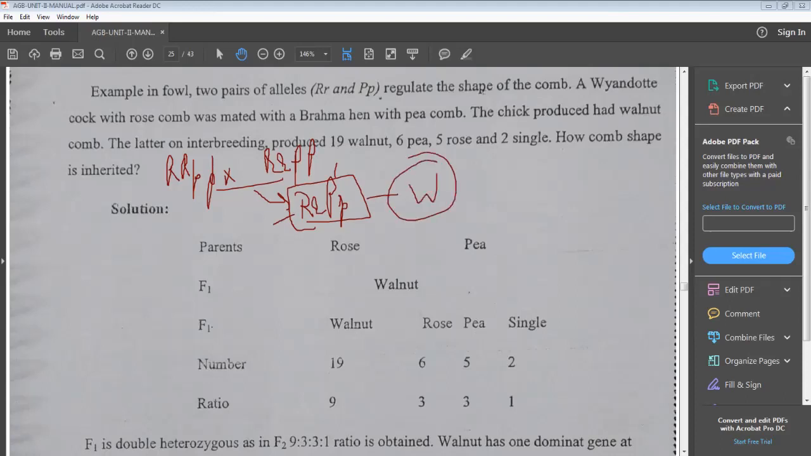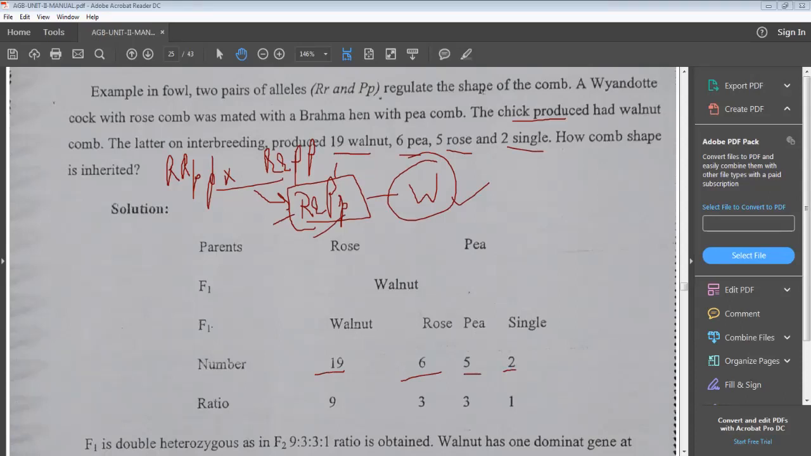Okay, so the chick produced had a walnut comb. So this is the chick which is produced after crossing these two, rose comb and pea comb individual. Okay, so this is the walnut comb. So after later on inbreeding, it produced 19 walnut, 6 pea comb, 5 rose comb, and 2 single comb. Okay, 19, 6, 5, 2.